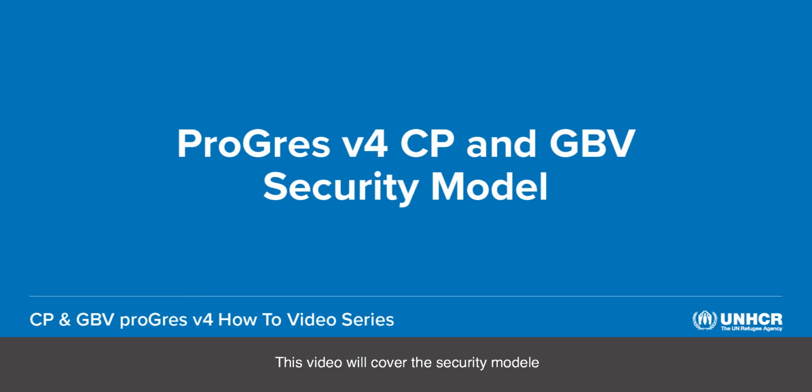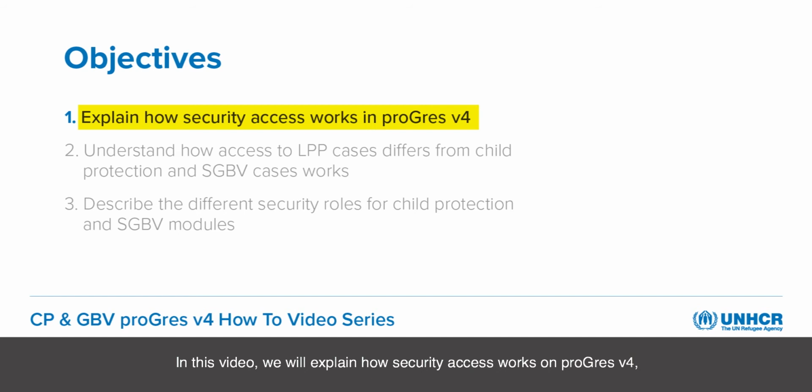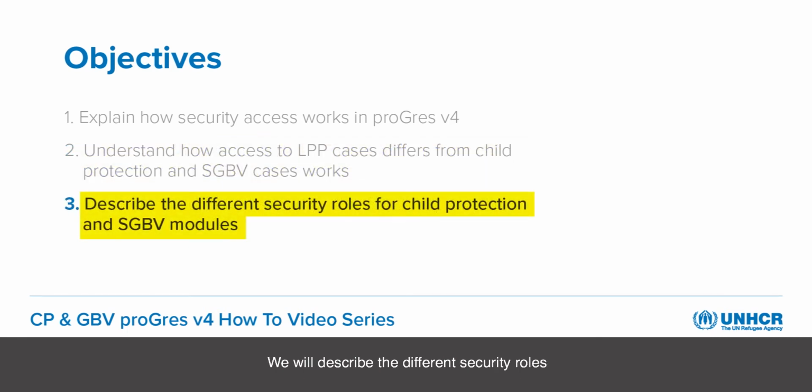This video will cover the security models for the Child Protection and Gender-Based Violence modules of ProGres v4. In this video, we will explain how security access works in ProGres v4. We will understand how access to the legal protection cases differs from child protection and GBV cases. And we will describe the different security roles for child protection and GBV modules in ProGres v4.